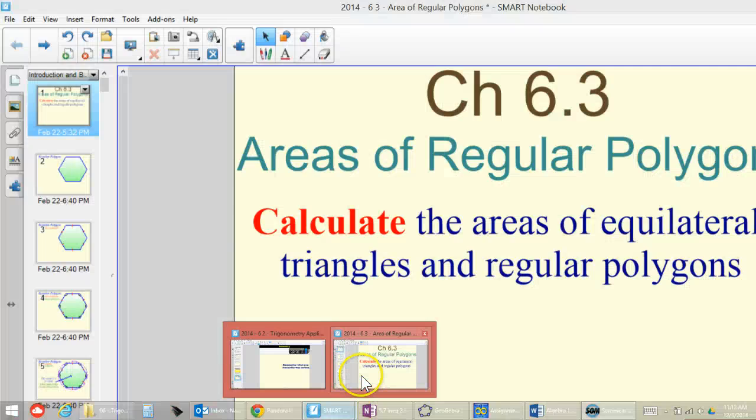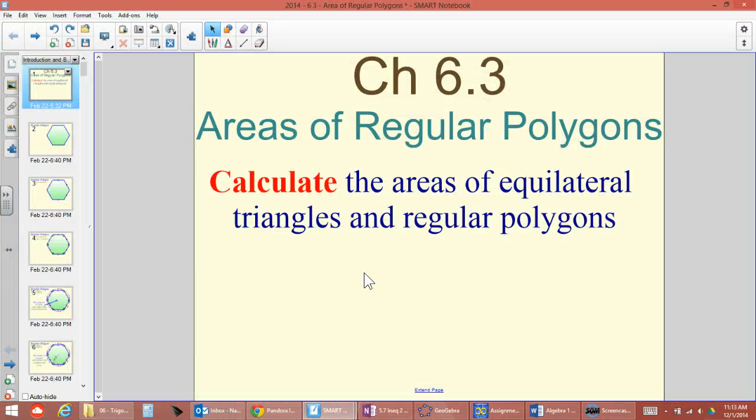All right, we're doing 6.3, area of regular polygons. We may have covered this in class already. I'm a little behind on my videos, but it's important for you guys to see this. Take it nice and slow.